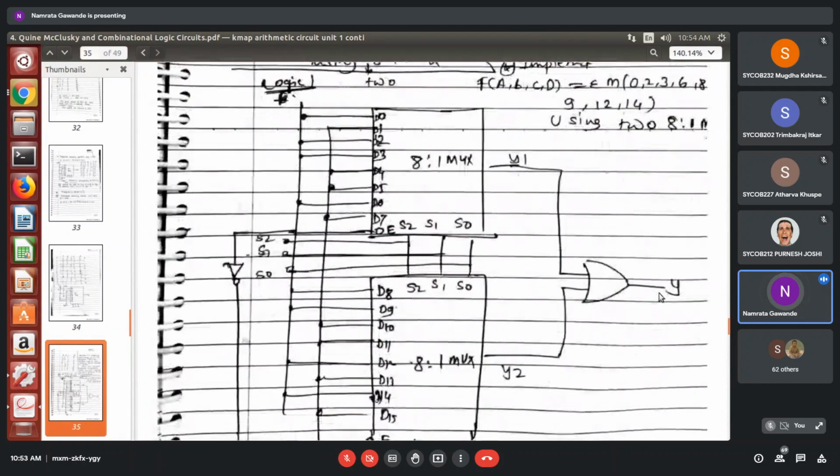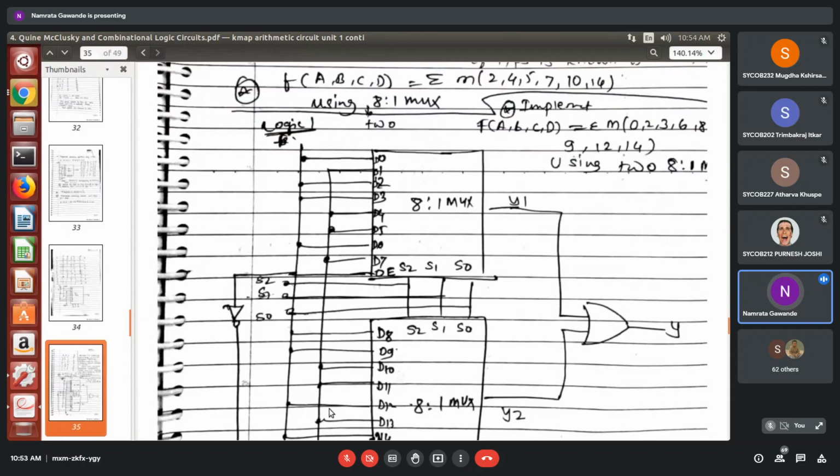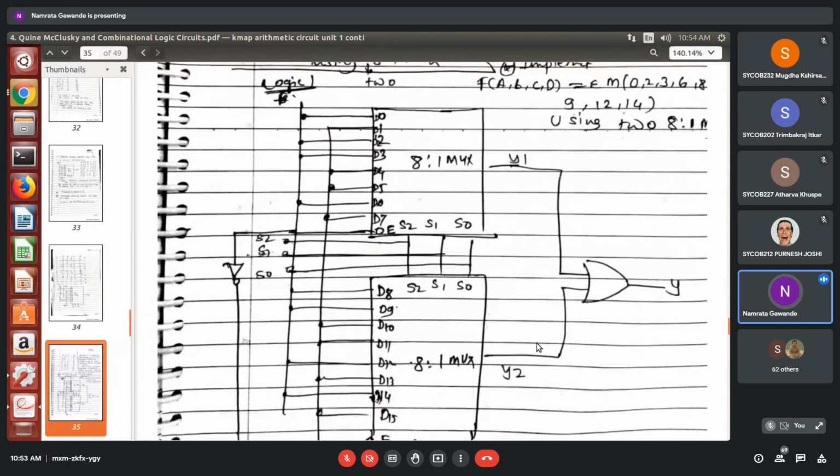Now here you can see, I will first explain this diagram. If you do not understand it over here, then only I will show you on the whiteboard, because just to draw this particular diagram will take time. Okay, so first I will explain over here only. See here, the function of ABCD, the min terms present are 0, 2, 3, 6, 8, 9, 12 and 14. Now what is done? 2:1 mux. So here you can see this one particular block diagram and this one particular block diagram, first mux and second mux.